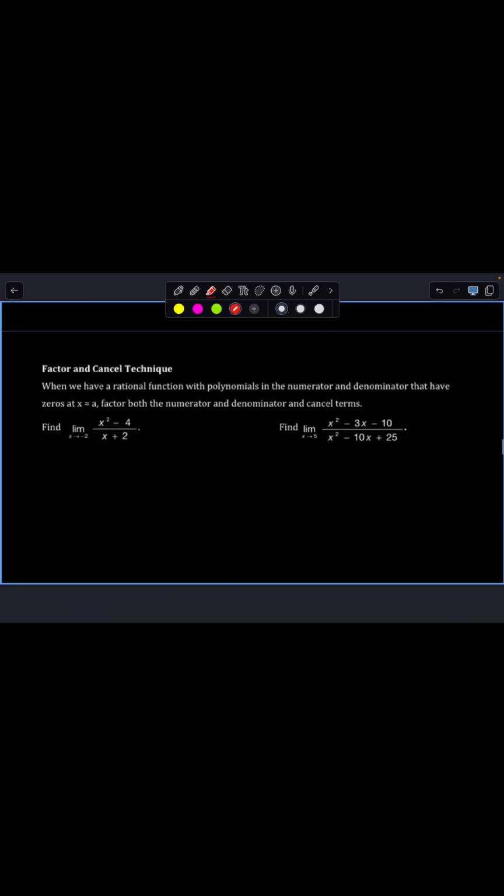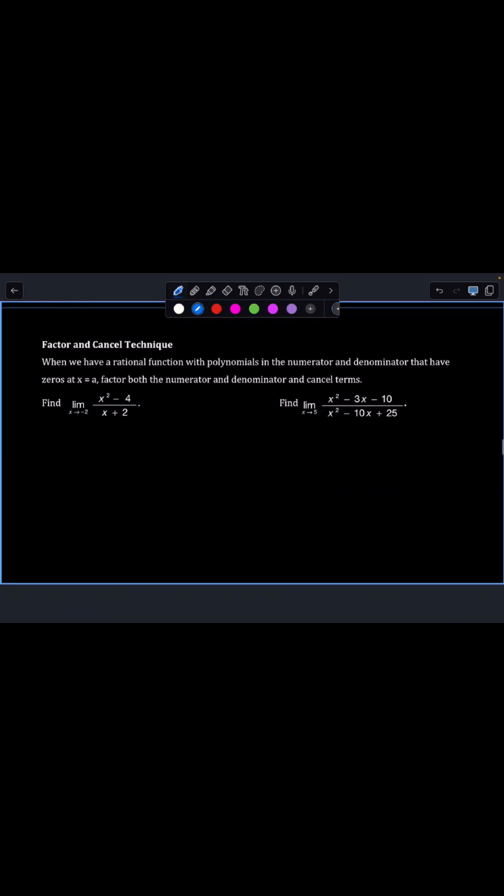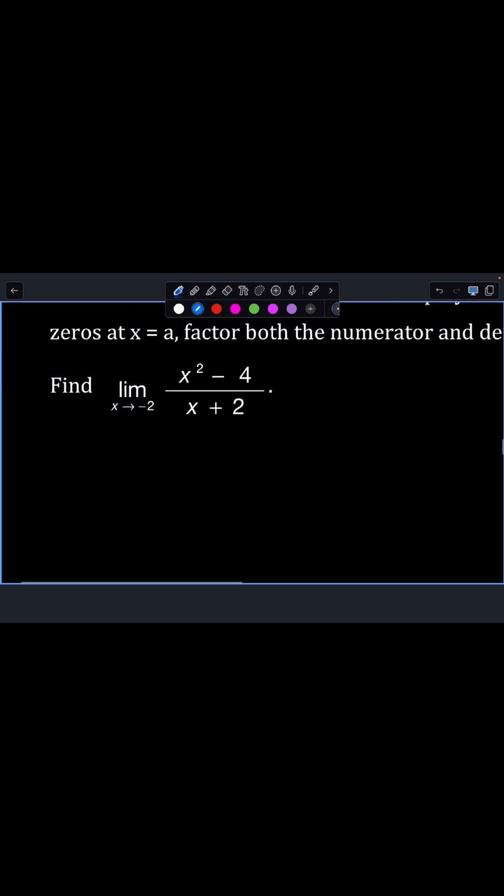Okay, so let's talk about factor and cancel techniques first. When we have a rational function with polynomials, and the numerator and the denominator have zeros at x equals a, factor both the numerator and the denominator and cancel terms. So the first thing, guys, I want y'all to get used to first, okay? I understand, in this lesson, we're using factor and cancel, right? But I don't want you to jump right into that. I want you to get used to running the limit first with a direct substitution method.